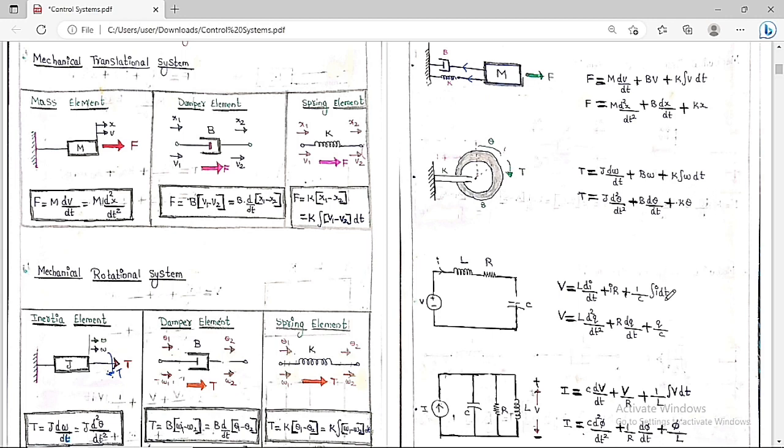Spring constant is analogous to the inverse of capacitance. The inverse of capacitance is analogous to the inverse of inductance. Linear velocity is analogous to angular velocity. Angular velocity is analogous to current, and current is analogous to voltage. Linear displacement is analogous to angular displacement, and displacement is analogous to charge. Charge is analogous to flux. So these things you always have to keep in your mind.